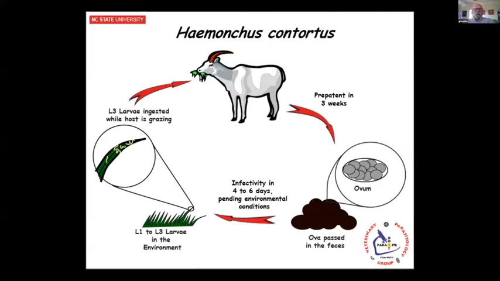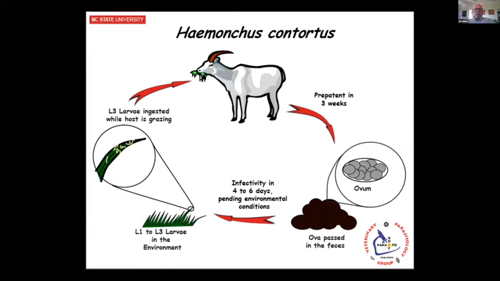This diagram shows the life cycle for Haemonchus contortus, which you may have heard of as the barber's pole worm, which mostly affects sheep and goats. It can affect cattle as well. But the life cycle for something like Ostertagia ostertagi, the round stomach worm, which is a major pest of cattle, is virtually identical to this.